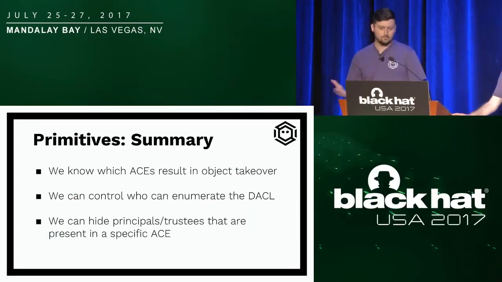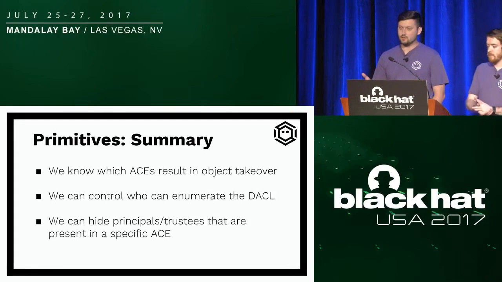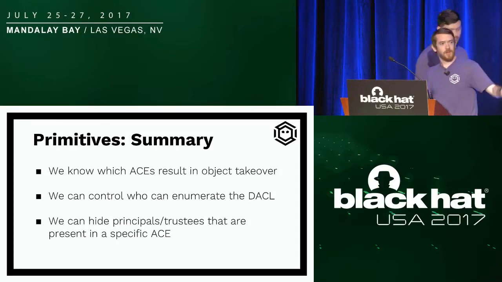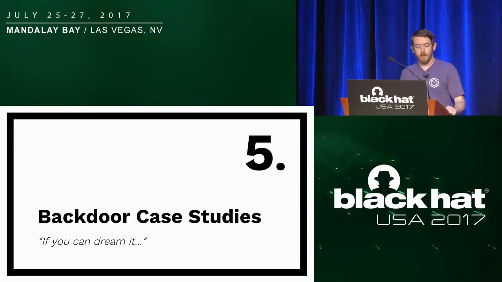To sum that up, we know how we can take over other objects in Active Directory by abusing ACEs. We know that we can control who can enumerate the DACL to find these backdoors that we're putting in. And we know that we can hide the principals that we're backdooring or otherwise from easy identification by defenders. Okay, that's all the background, all the Lego pieces we're going to put together. So remember, if you can dream it, we're going to go over five case studies that we came up with.